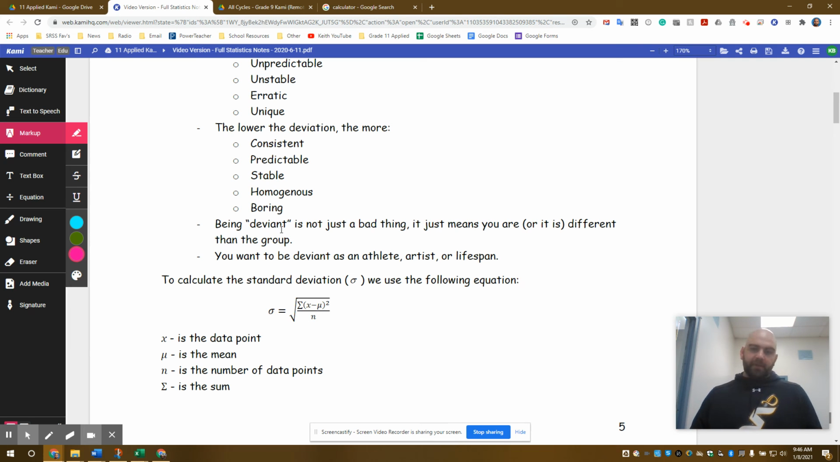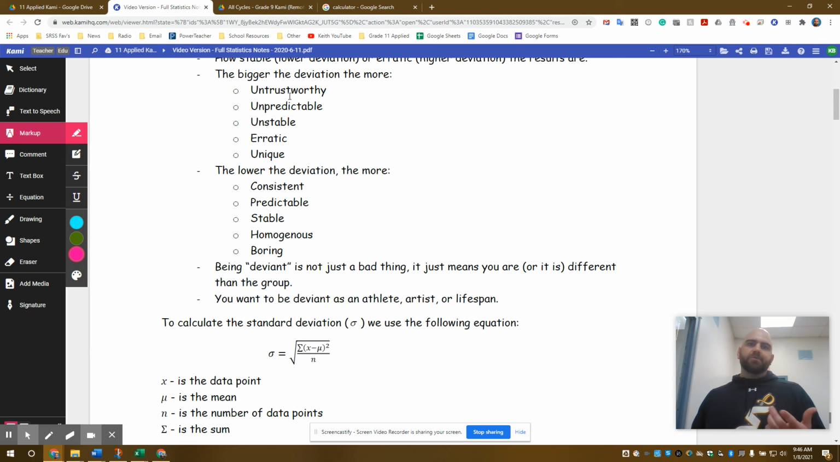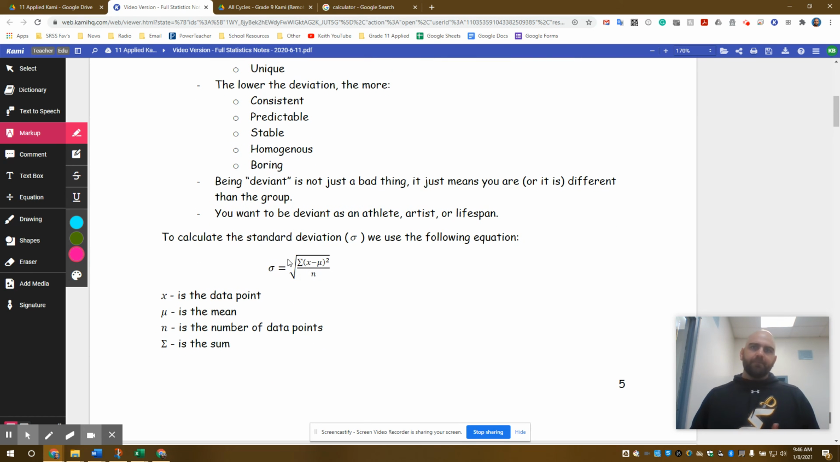Being deviant is not a bad thing. It's not meant to be a bad thing. Just because something is unpredictable or untrustworthy, that doesn't mean it's a bad thing. It just means that it's different from the group. There are things you want to be deviant in. If you're an athlete, you want to be deviant. Deviant means that you want to be way above the average, because as athletes you want to try to reach that really high level.